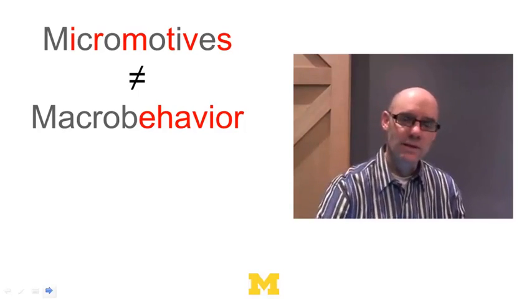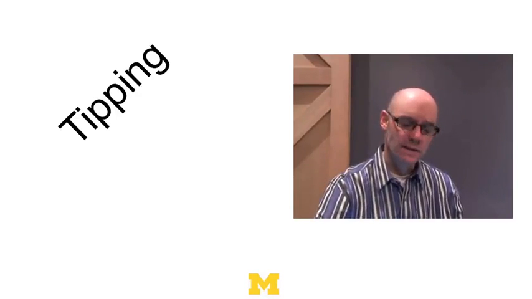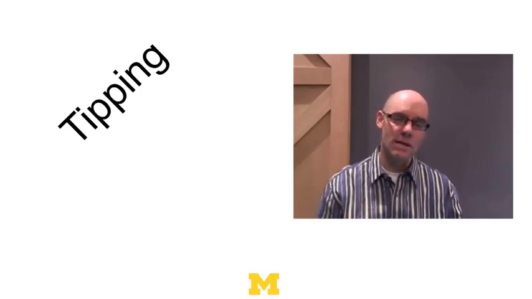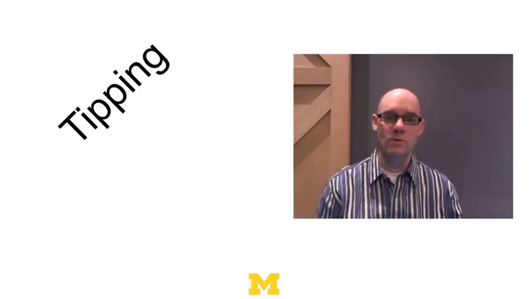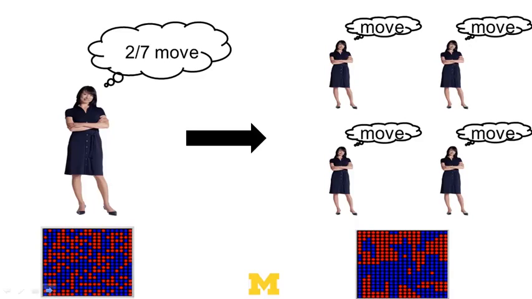Okay, so let's flesh out Schelling's model a little bit more, because one of the things that's interesting about it is what people sometimes call the tipping phenomena in Schelling's model. So remember when we set it up, only 15% of people wanted to move. So let's suppose I've got some person, they're sitting in some neighborhood, and only 2/7 of her neighbors are like her, so she moves.